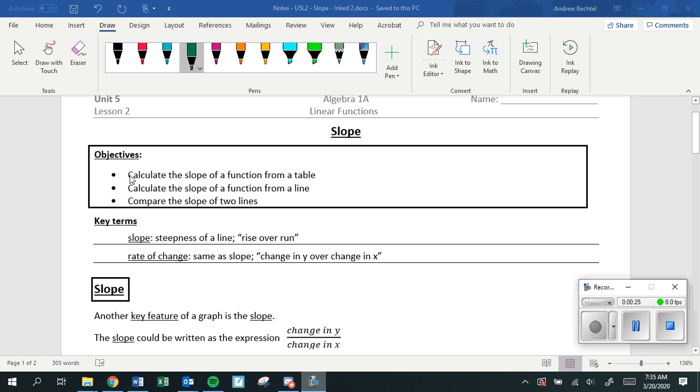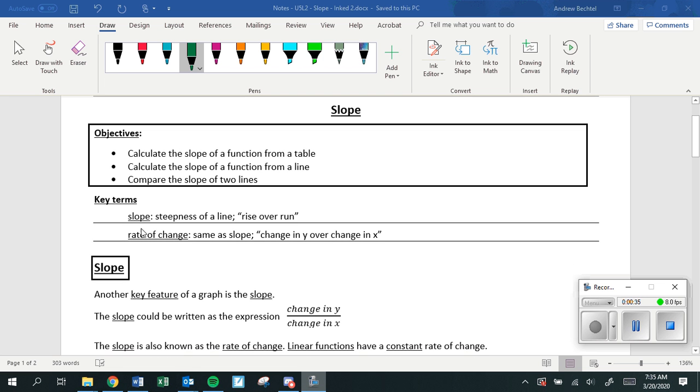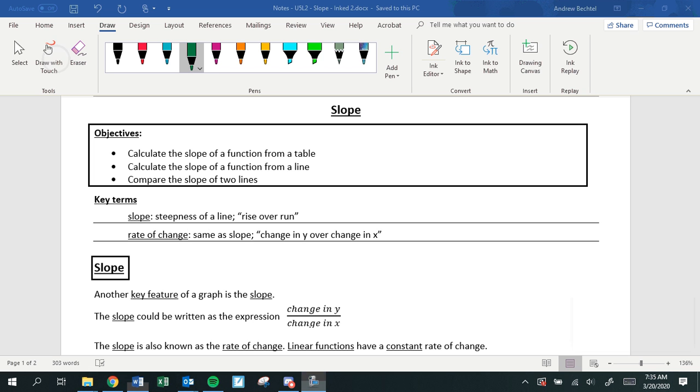In this lesson, you're going to calculate the slope of a function from a table. We're also going to calculate the slope from a line, and we want to compare the slope of two lines. Key terms for us here, slope and rate of change. Both of these are the same thing. Slope is specifically used when we're talking about the steepness of a line, so really we use that when we're talking about a graph.